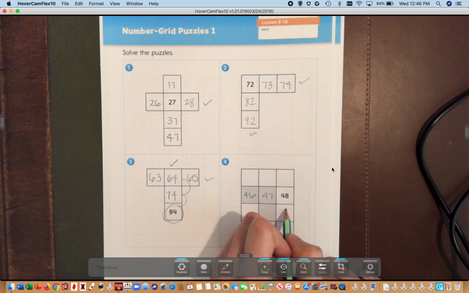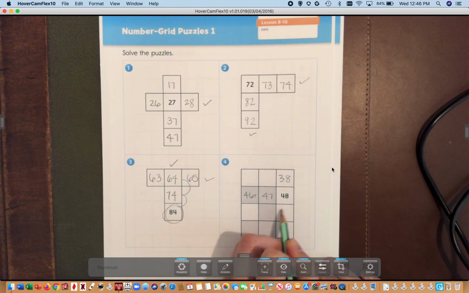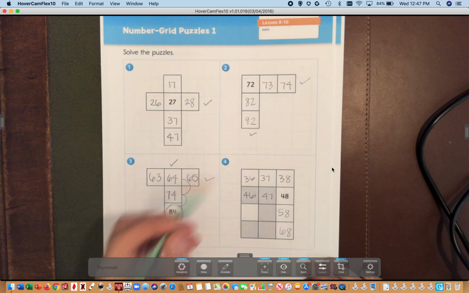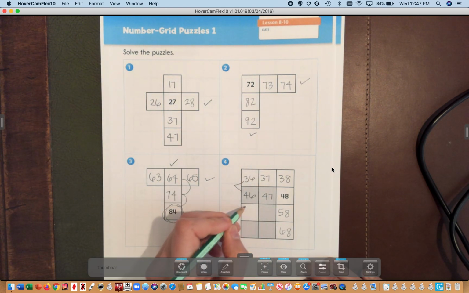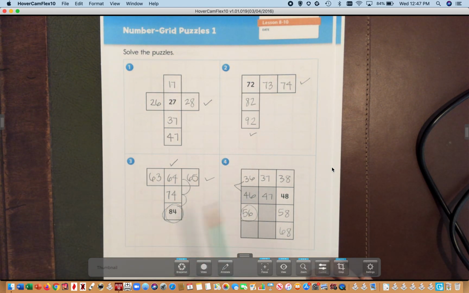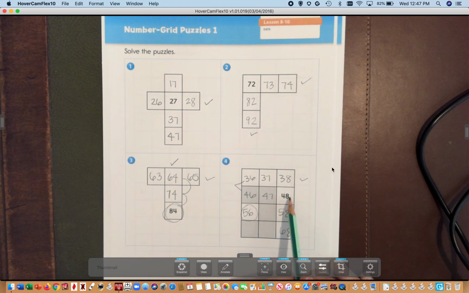And then I'll use 10 friends here. And then I'll count down from 38. And then I can see these are 10 friends, so I'm just missing one more number right here. Let's double check this one. 36, 37, 38, 46, 47, 48 they gave to us. 56, this would be 57, even though I didn't write it down.